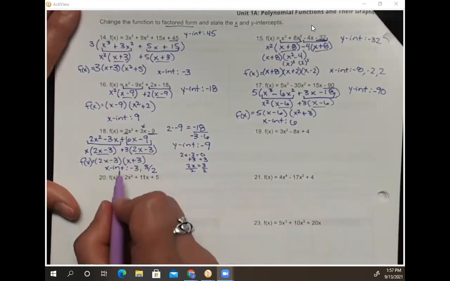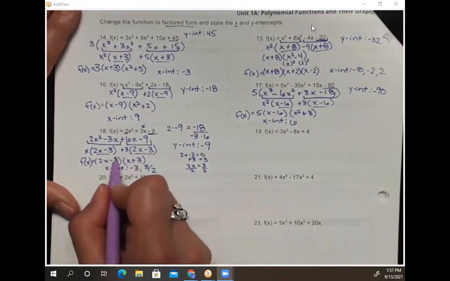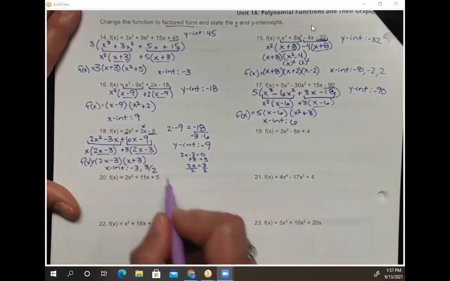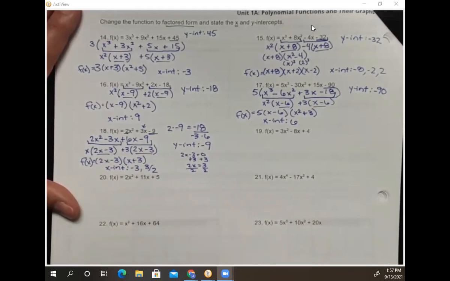Or if you remember that shortcut we had talked about in class, it's the opposite sign here, but then divide by that coefficient. And that's what we see here for our other x-intercept.